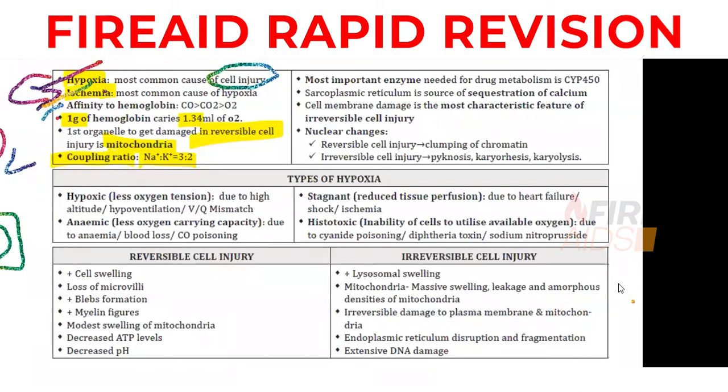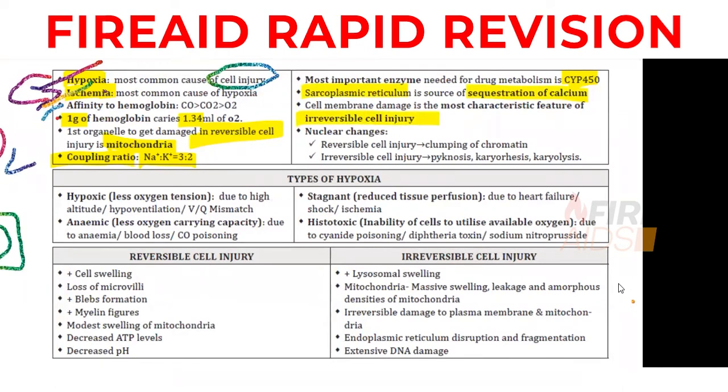The most important enzyme needed for drug metabolism is CYP450, cytochrome P450. Then the next MCQ is that the sarcoplasmic reticulum is the source of sequestration of calcium. Source of sequestration of calcium: sarcoplasmic reticulum. Then the next MCQ is cell membrane damage is the most characteristic feature of irreversible cell injury.